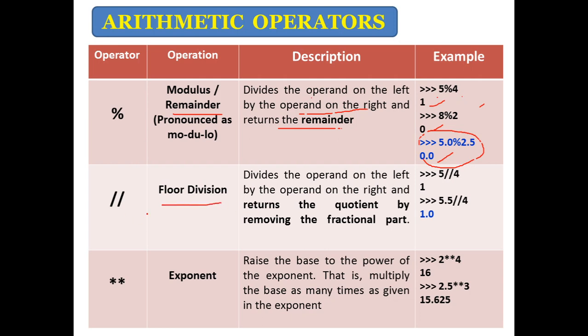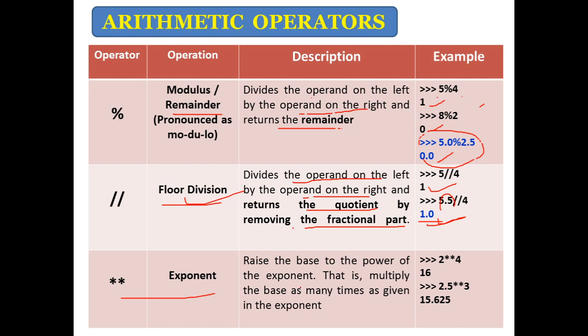Floor division, double slash, divides the operand on the left by the operand on the right and returns the quotient by removing the fractional part. Here 5 double slash 4 is 1.25 but 0.25 is truncated, 1 is shown here. 5.5 double slash 4 gives 1.0. Since one floating point number is there, the result will always be a floating value, but after the decimal only 0 will be there. Whatever the number, if either the numerator or denominator is a floating point number, in floor division the result will always be a whole number with decimal part as 0. Other than 0, no number should be there.